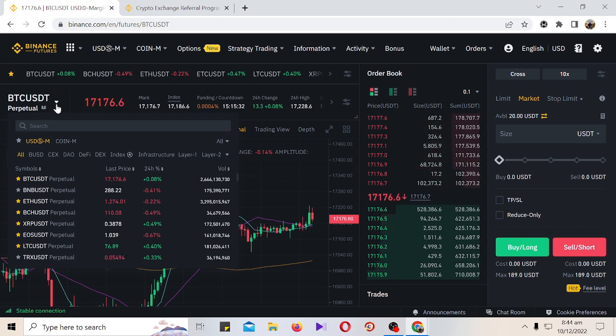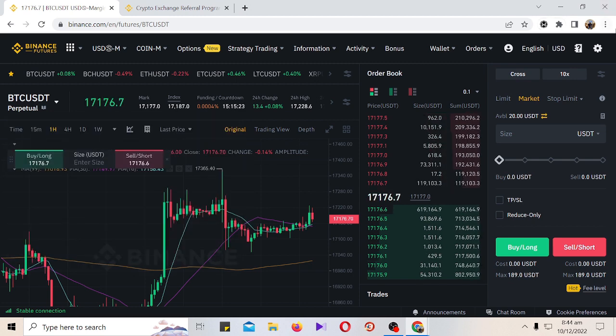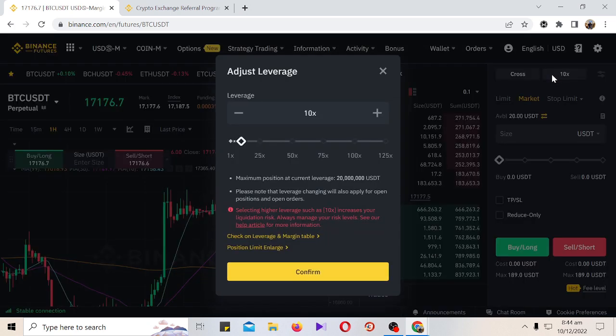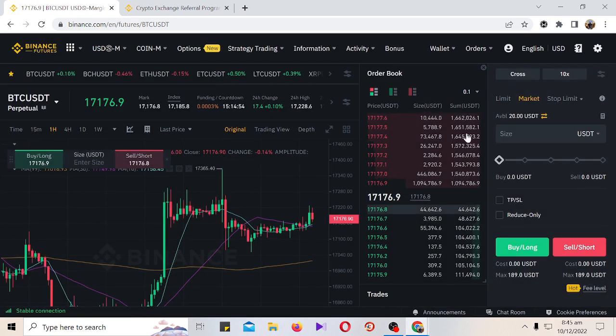Okay, so if we click on the perpetual here, you can see we have perpetual here. It's very important you understand that for trading cryptocurrencies, the margin is always the important part. Please don't increase the leverage more than 10x, or else if the market goes against you, they are going to liquidate you, they are going to wipe you out. So it's very important you leave your leverage at 10x. Don't move it more than 10x. Just leave it at 10x. So once you leave it at 10x, you confirm. Now I have 20 USDT in my wallet.